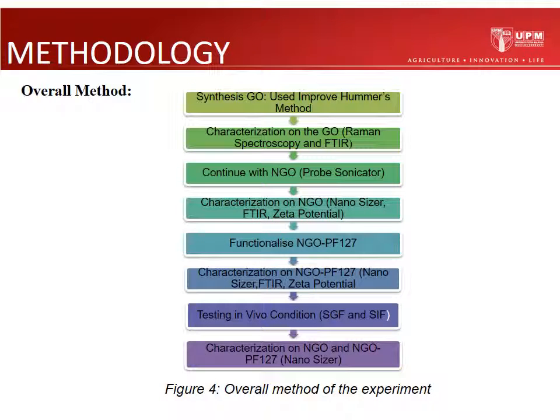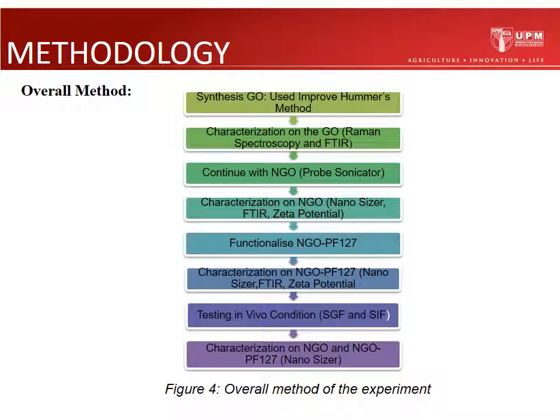Moving to the methodology. In figure 1, the overall method of the experiment starts with synthesis of GO. The second step is characterization of GO using Raman spectroscopy and FTIR. Next, continue with NGO using a probe sonicator. Next, characterization of NGO using nanosizer, FTIR and zeta potential. Then functionalize NGO with PF127, followed by characterization of NGO-PF127 using nanosizer, FTIR and zeta potential.